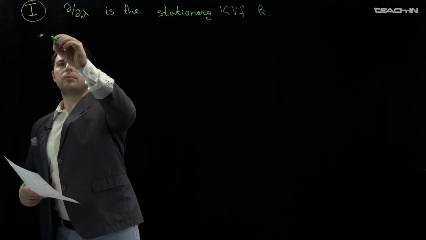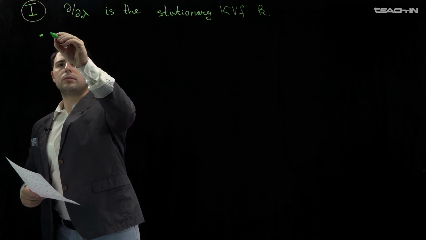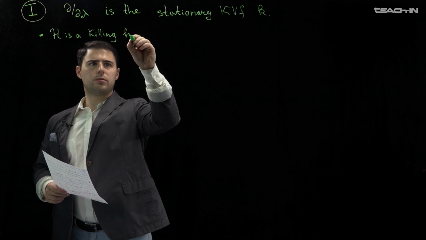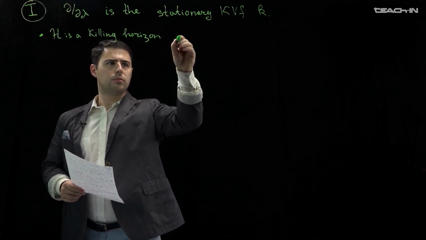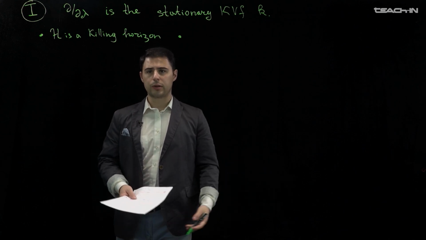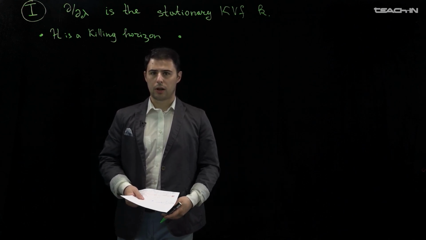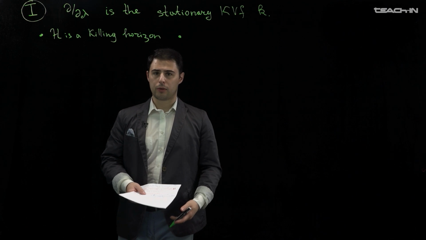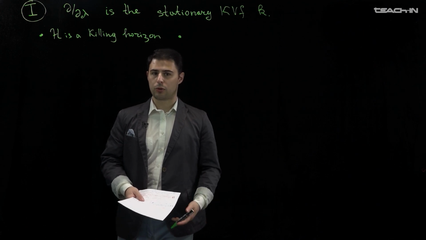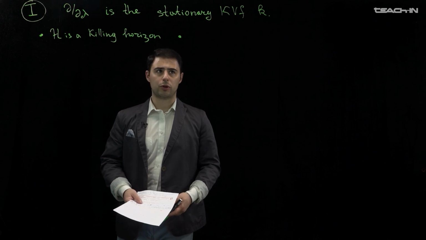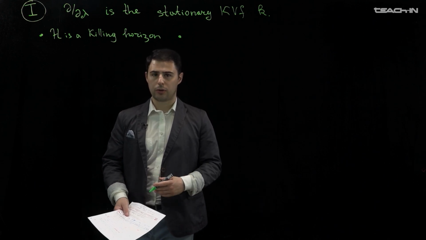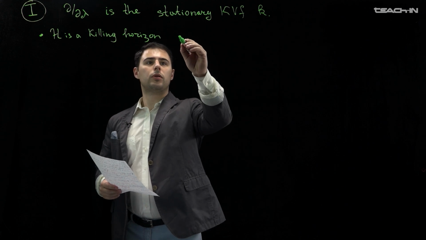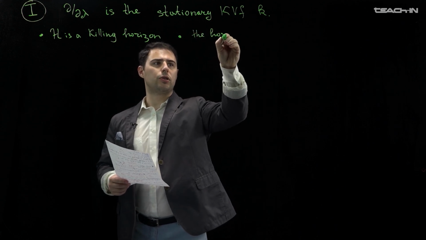We also get that the horizon is not rotating with respect to the asymptotic observer, because if you recall, the rotation of a horizon, which we saw for the Kerr black hole, was the difference between the generator of the horizon and the asymptotic stationary Killing vector field. So the horizon is not rotating.